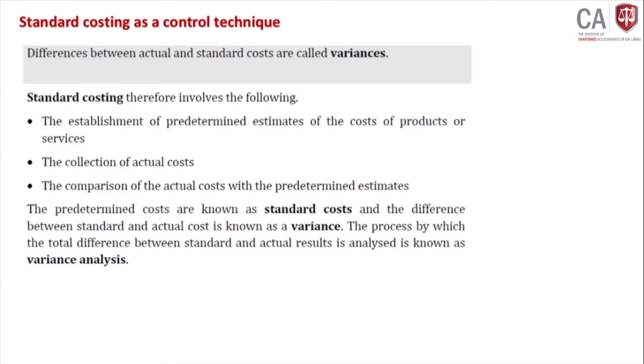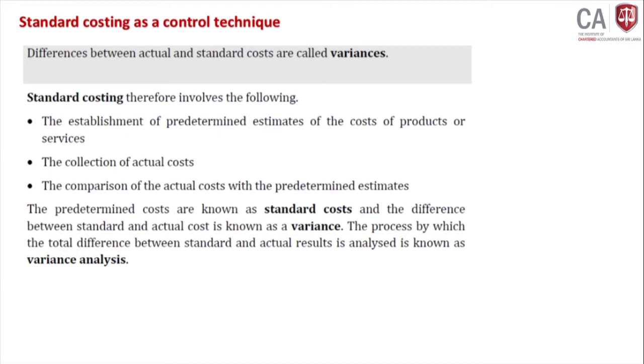Standard costing therefore involves the following: the establishment of predetermined estimates of the cost of a product or service. Establishment of predetermined costs, that's the standard. Then collection of actual cost. Once you predetermine the standard cost, then collection of actual, then comparison of actual cost with the predetermined estimate. That is called what?